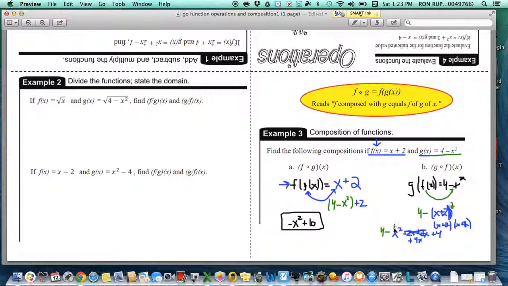Now I essentially have the function 4 minus x squared plus 4x plus 4. I have to distribute that negative. You guys have to remember to do that. Anytime you have a negative in front, you have to distribute the negative. So my final answer is 4 plus negative x squared minus 4x minus 4. 4 minus 4 is 0, so I really just have negative x squared minus 4x.